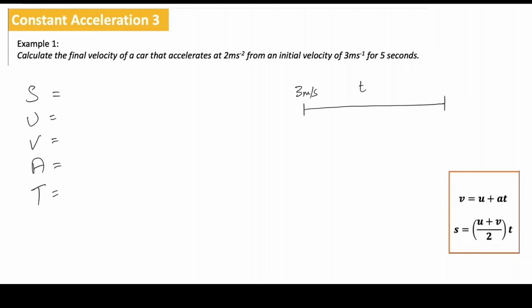We had an initial velocity of 3 meters per second. The journey lasted for 5 seconds. I do not know the velocity at the end of this journey segment. What I do know is that it's accelerating at 2 meters per second squared, so I'm expecting this answer to be larger than 3. Now the object starts here and it's going to move to the right.